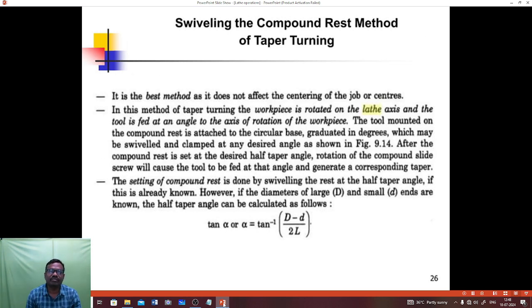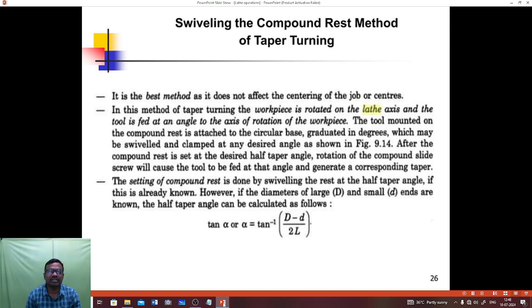Swiveling the compound rest method of taper turning. It is the best method as it does not affect the centering of the job or centers. In this method of taper turning, the workpiece is rotated on the lathe axis and the tool is fed at an angle to the axis of rotation of the workpiece. The tool mounted on the compound rest is attached to the circular base, graduated in degrees, which may be swiveled and clamped at any desired angle as shown in the figure.